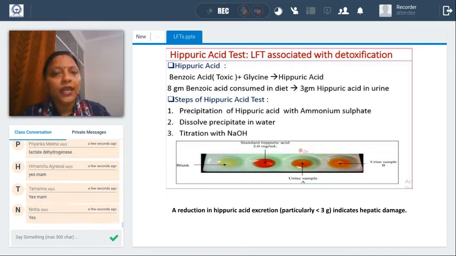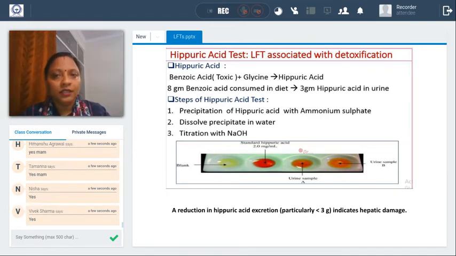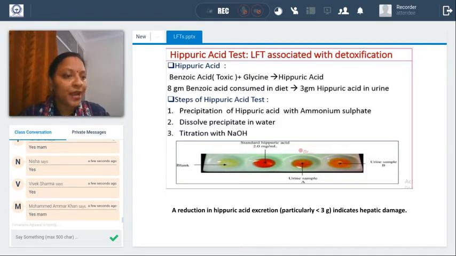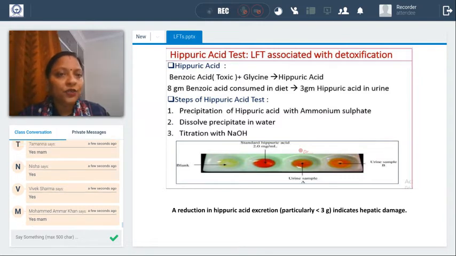Hippuric test, or hippuric acid test. It is important. It is associated with detoxification or metabolism of xenobiotics. It is associated with metabolism of xenobiotics, a detoxification process. What is hippuric acid? You all know. Benzoic acid, which is toxic in nature, plus glycine. This is a conjugation reaction. Hippuric acid forms.